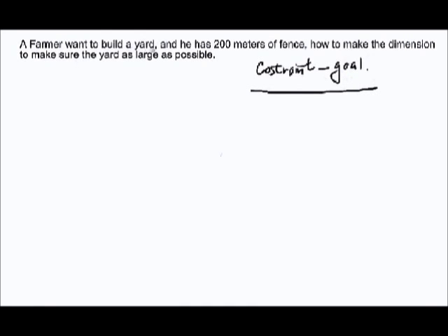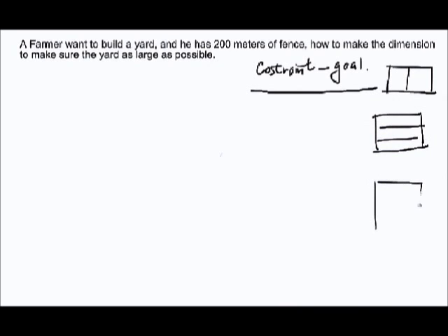A farmer wants to build a yard, and he has 200 meters of fence. How should he choose the dimensions to make sure the yard is as large as possible? So suppose we want to build a yard like this. This is an old series of questions. They can ask you to build a yard like that, or they can also want you to build a yard like this, and this is the river here, so you don't have to build this part. All right, these are all the same questions.